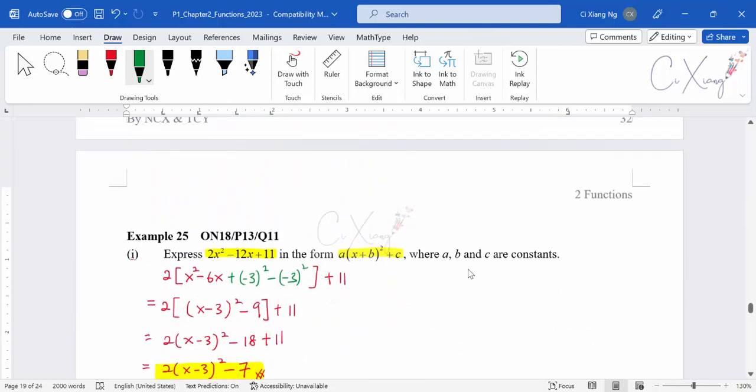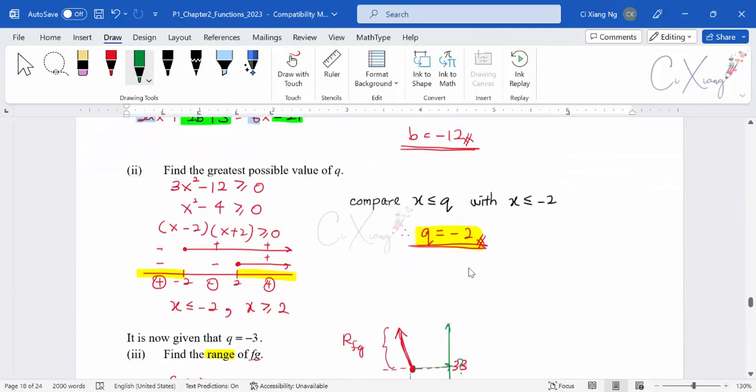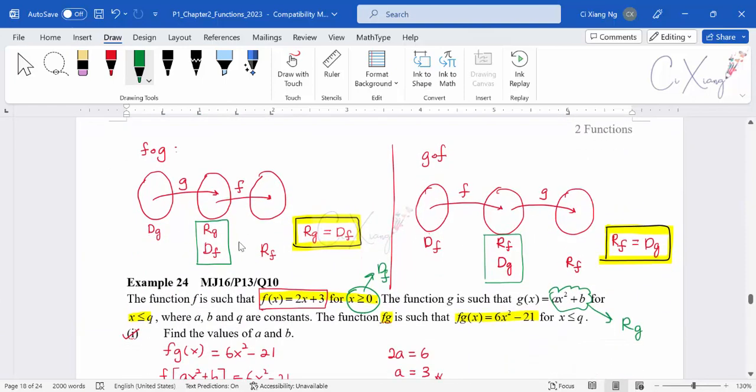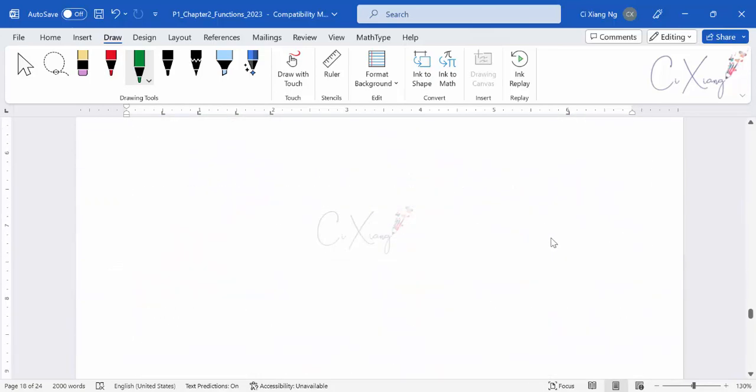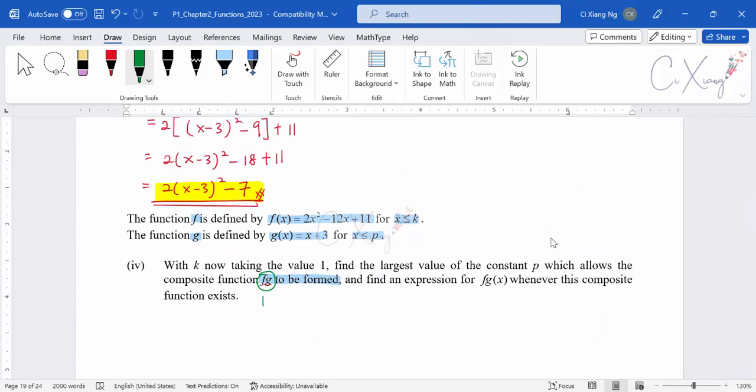If I go back to the discussion just now, for the composite function fg, the important result will be range of g equals the domain of f. Range of g equals the domain of f, right? So what is the range of g? The range of g is this one, x plus 3. And what's the domain of f? The domain of f will be x smaller than or equal to 1.